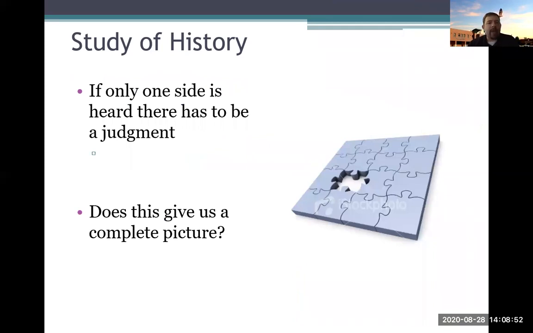So now we have this dilemma that sometimes we can only hear one side of an argument. Maybe one side got destroyed. Maybe one side got lost. But historians are left to have to figure out and make a judgment on what's left. And so it's important for us to know that historians use the information they have to create an image of the past.